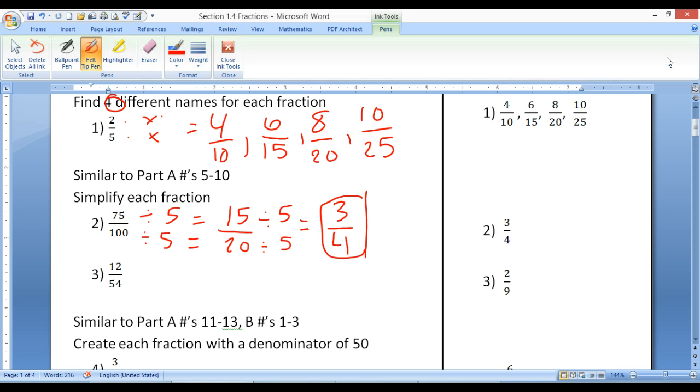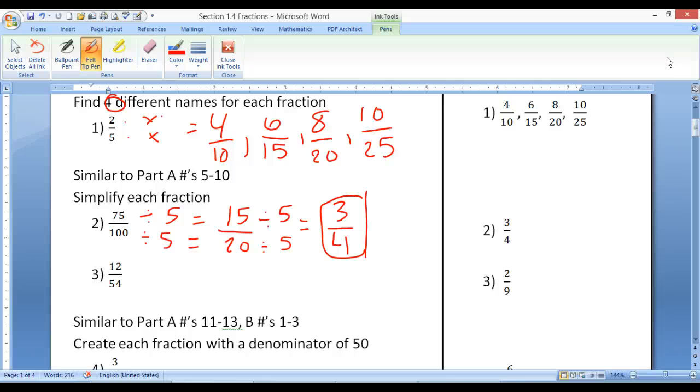I'm going to let you just kind of think about what goes into both 12 and 54. And it doesn't have to be the largest number. It doesn't have to be the greatest common denominator or the greatest common divisor. You can use whatever you would like. Some of you are going to say, I'm going to start off small and just divide the top and bottom by 2 because I notice they're both even. And that's okay. Some of you will say, I think 4 will go into both of those. It's totally up to you.